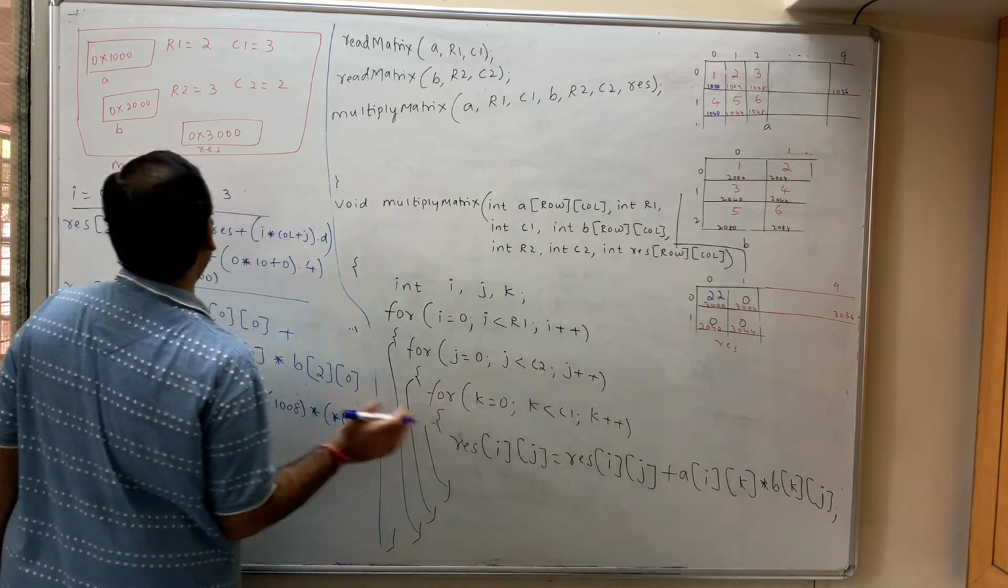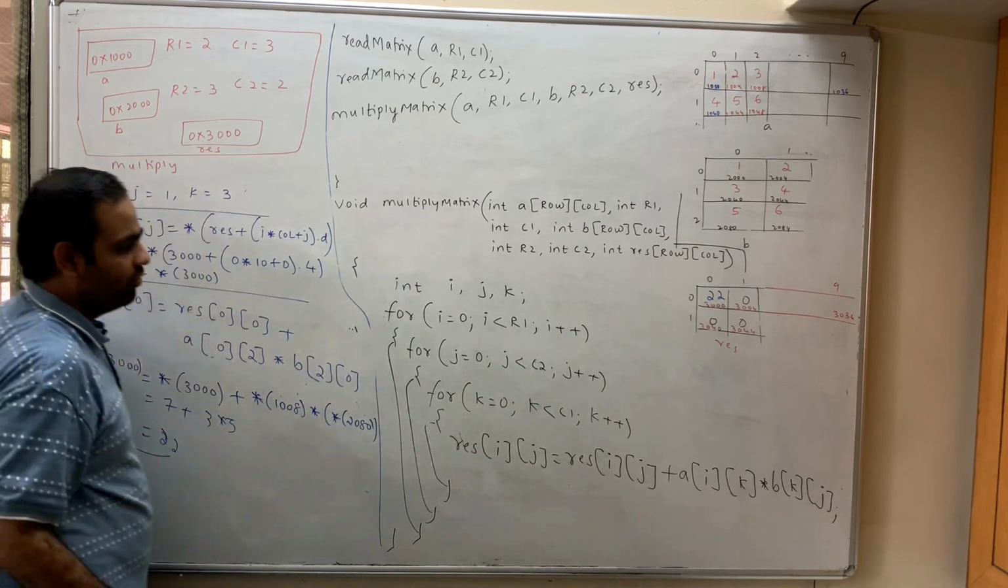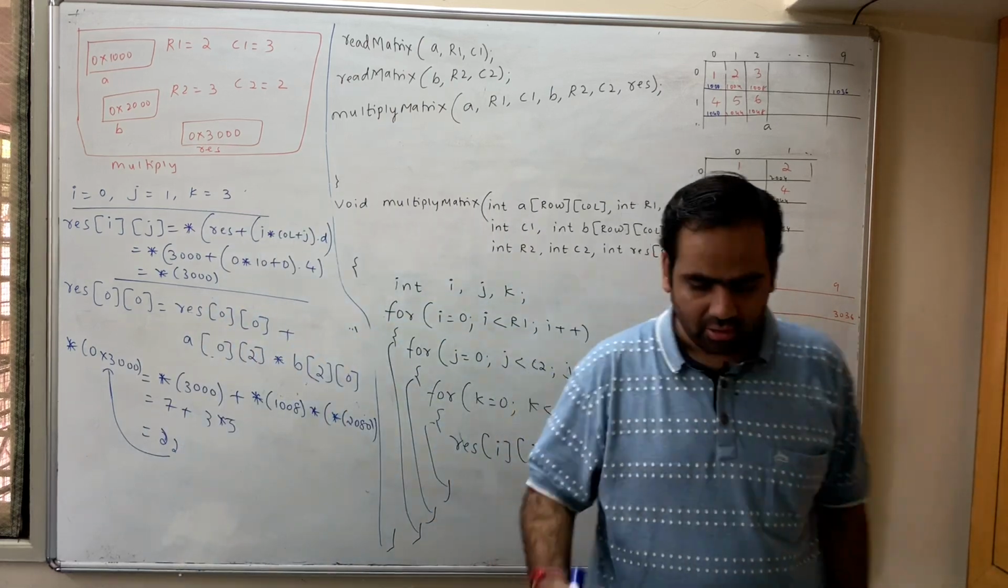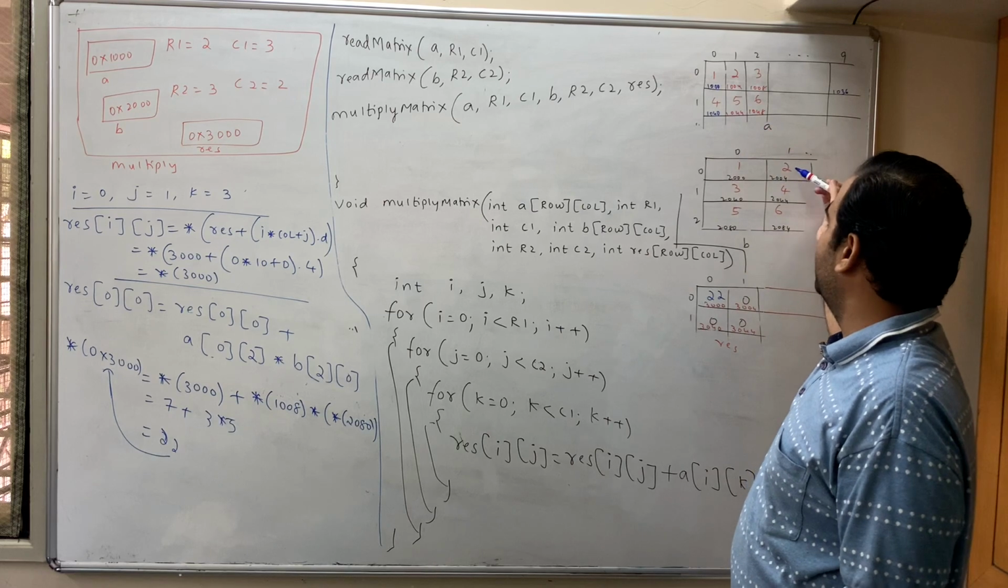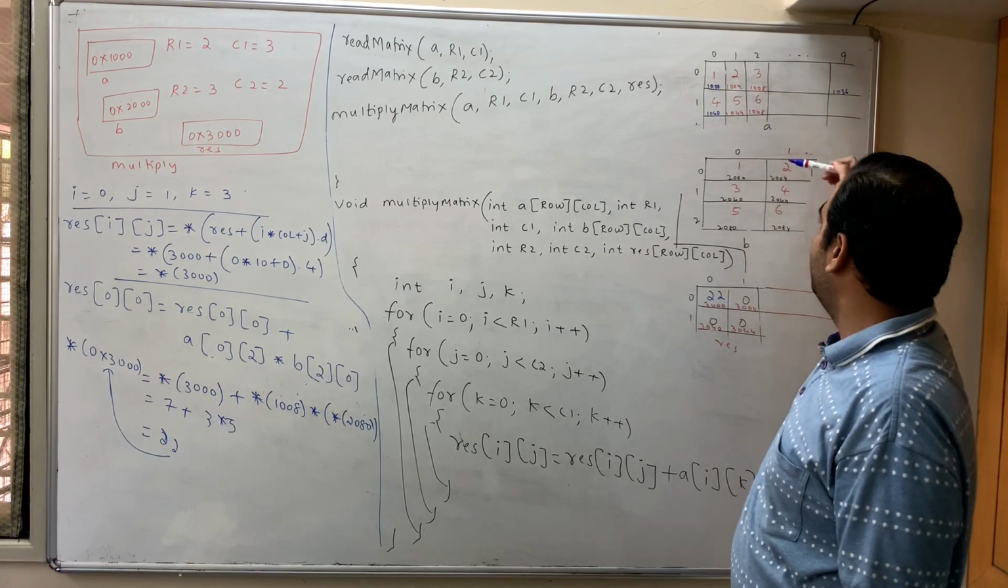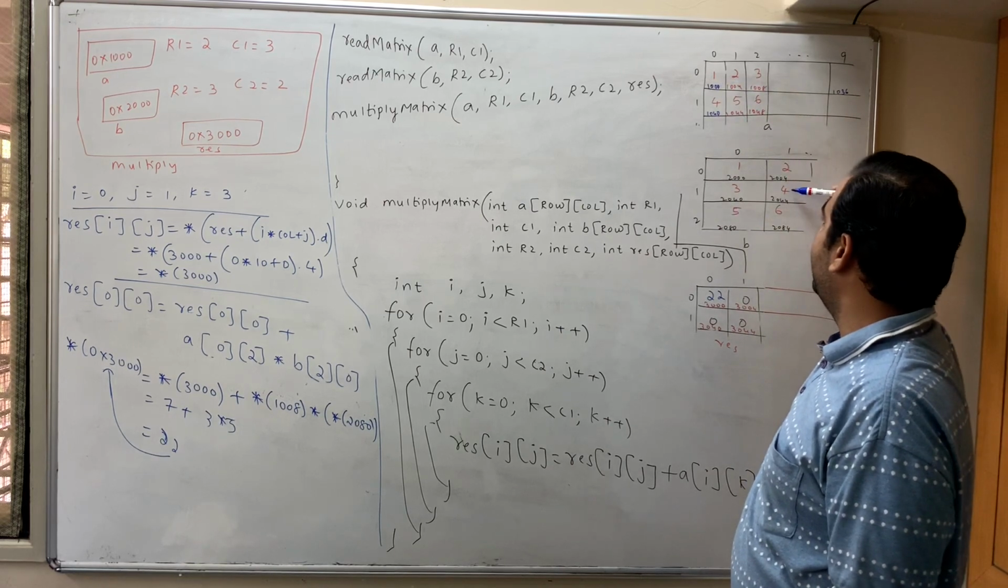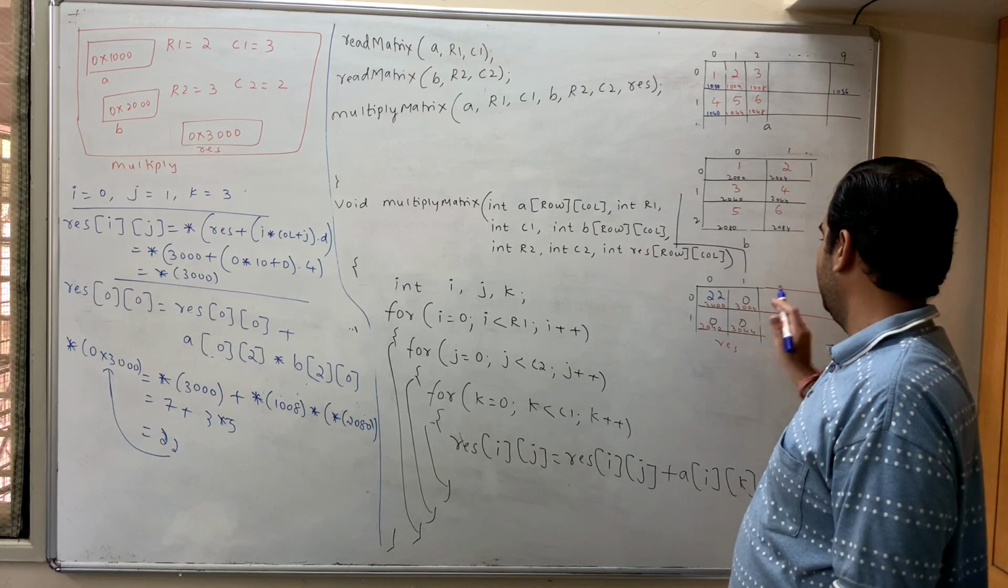You come out. Again you say j plus plus, j becomes 1. You know how it works. Already I did the working. Next time what will happen? First row, zeroth row with the first column. 1 into 2 is 2, 2 plus 8 is 10, 10 plus 18 is 28.